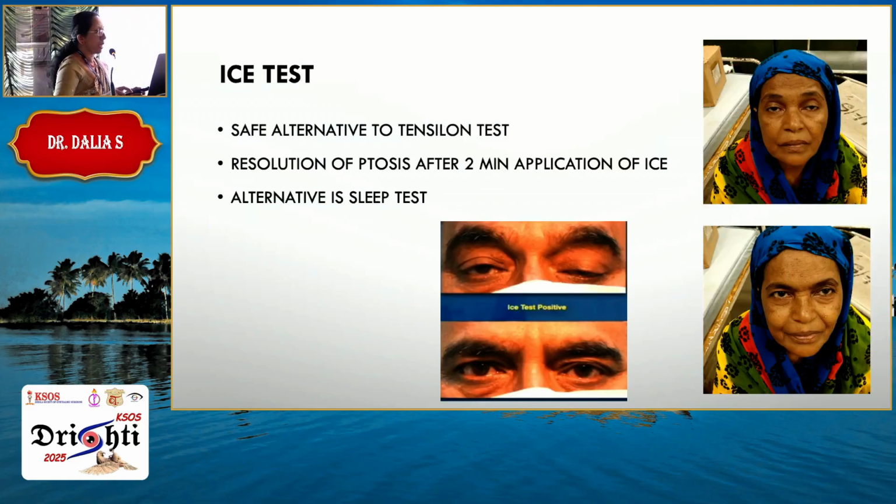Now, the diagnosis can be confirmed by using an ice test, which can be done as an office procedure, and it has a 90% sensitivity. It is a safe alternative to the Tensilon test. If you place an ice pack for 2 minutes over both the eyelids, and there is resolution of ptosis after 2 minutes of application of ice, the ice test is said to be positive, as you can see in this picture in these two patients. An alternative is a sleep test, where the ptosis improves after a period of sleep.